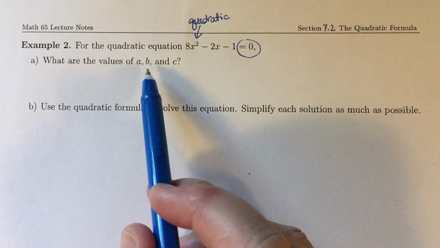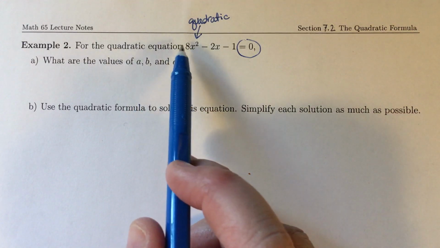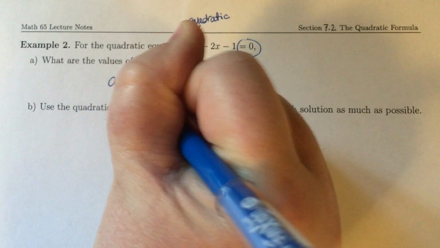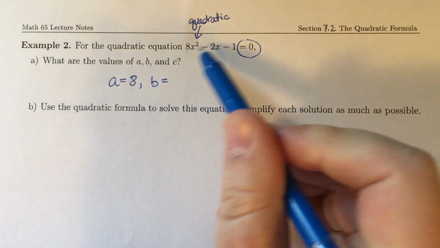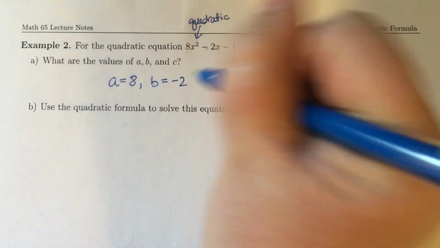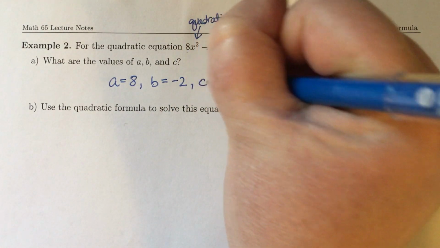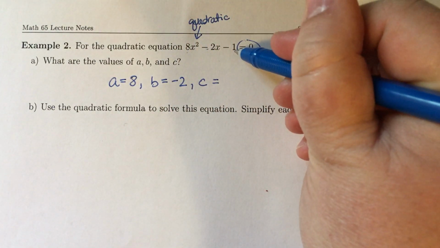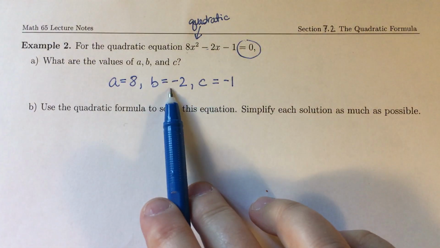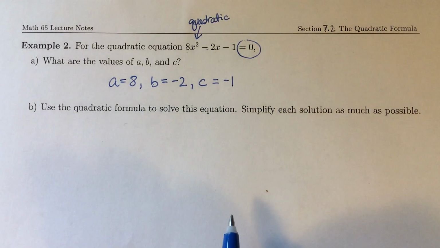What are the values of a, b, and c? Remember, a is the coefficient on x squared. So in our case, a is 8. B is the coefficient on x. In this case, it's -2. And c is the constant term. So in this case, it's -1. It is important to keep the negative signs with those numbers.